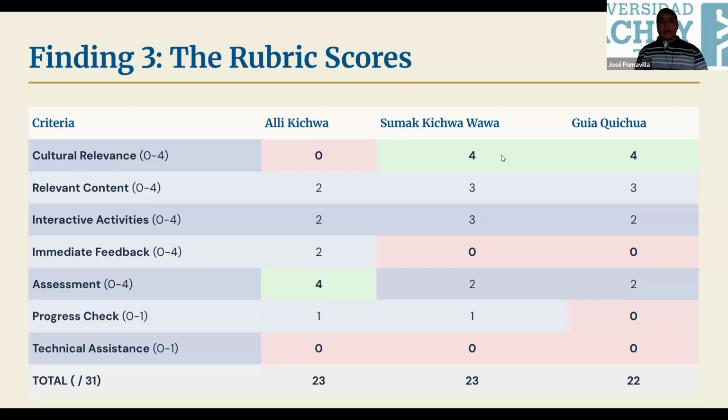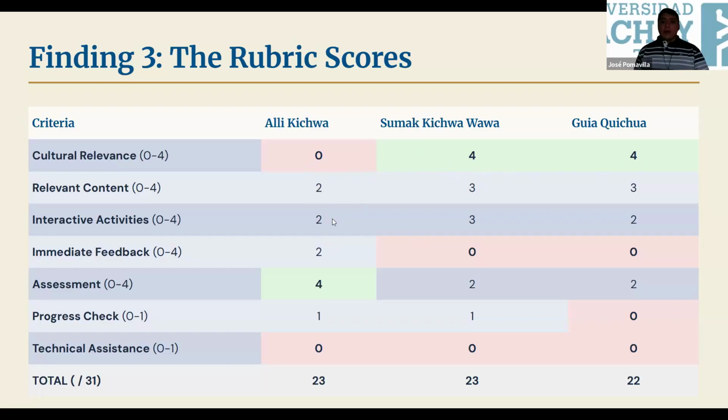However, these other two apps, Suma Kichwa and Guia Kichwa, include this part of the culture, the cultural relevance. In terms of relevant content, meaning content that is actually used in a real context, Aji Kichwa has a two, while the others have, in both cases, three.